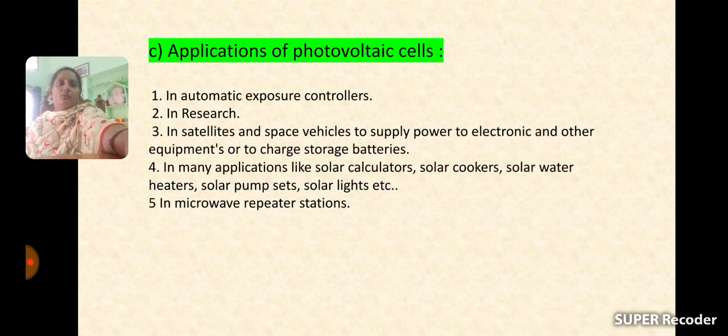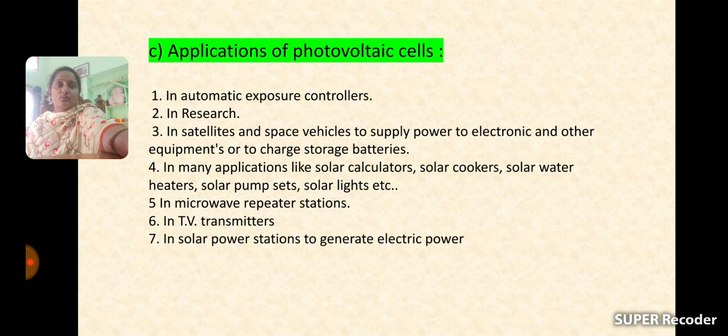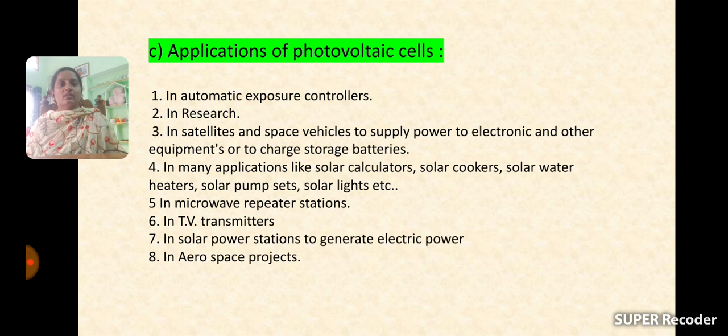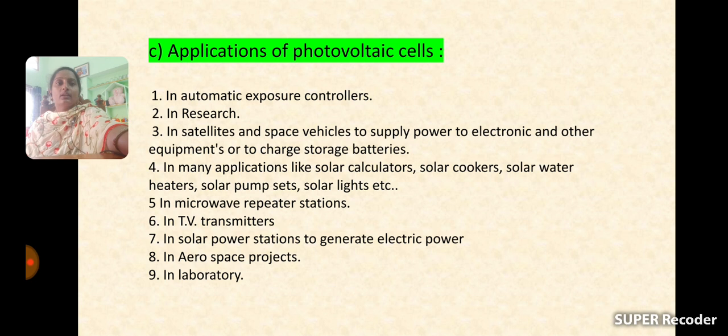Now these photovoltaic cells are used in exposure controllers, research satellites, TV transmitters, microwave repeater stations, solar power stations, and also in aerospace projects and laboratories. So these are the different applications of photovoltaic cells.